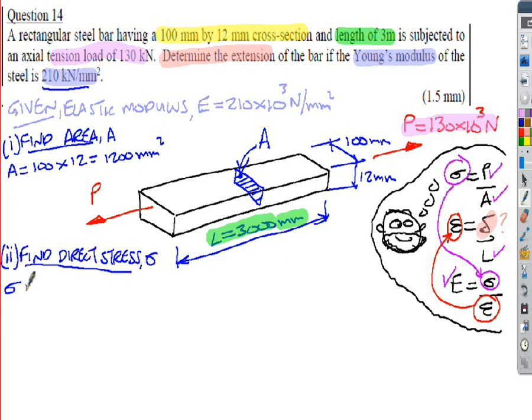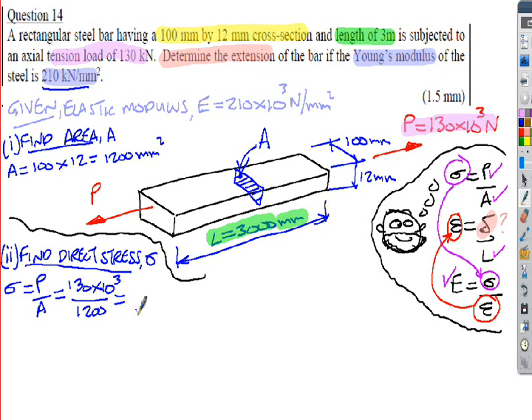So stress is equal to the force divided by the area. We're given a force in the question. It's 130 times 10 to the 3 newtons. And that's divided by the area, which we just calculated, so divided by 1200. So 108.3 newtons per millimetre squared. That's my direct stress value.